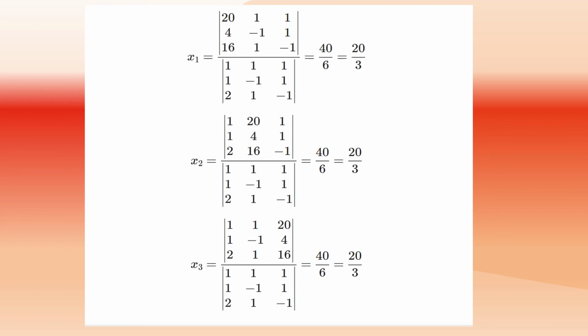When we are finding the determinants, we find the determinant of the coefficient matrix, and then we find the determinant of the matrix replaced by the constants. If it is x1, replace the first column, the coefficients of x1, by the constants. If it is x2, you have to find A2, where the second column will be replaced by the constants, and for A3 the third column will be replaced by the constants.